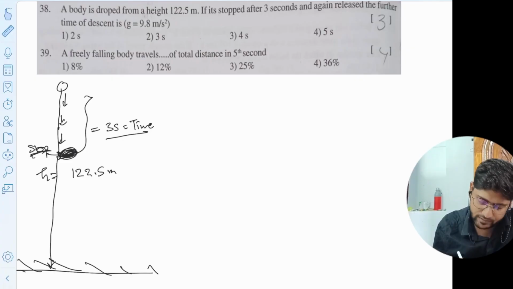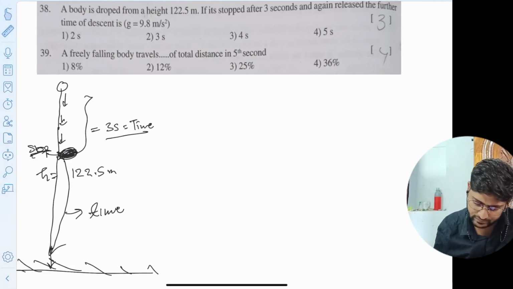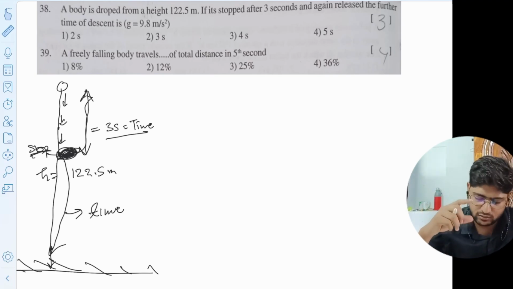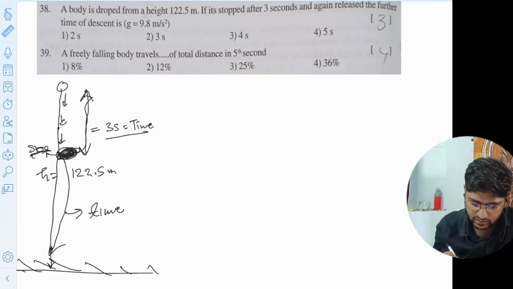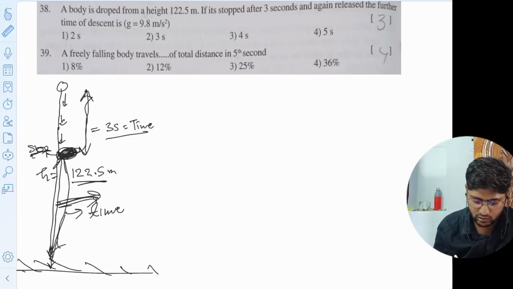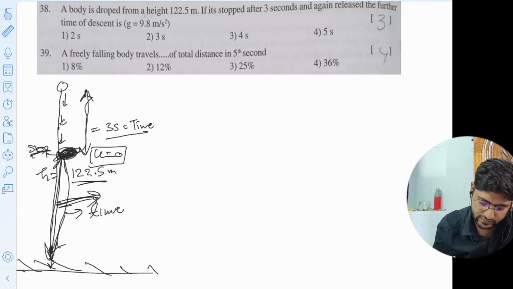So when it is stopped here after time 3, we have to tell what is this time, after how much time it will go to the ground. Can we calculate? Yes. First, we will calculate how much distance it covers. Total was 122.5, so in the starting 3 seconds, how much distance it will cover, we will subtract from this. Once we get this distance, we can calculate how much time it will take to go from here to here. Here also our u will become 0 because they stopped here, so velocity will become 0.